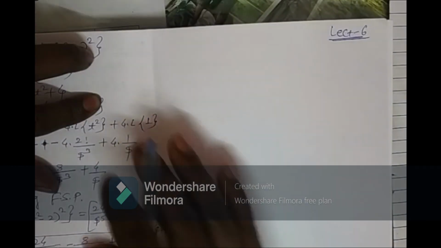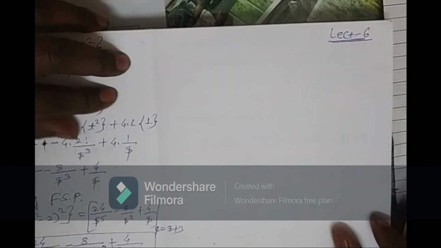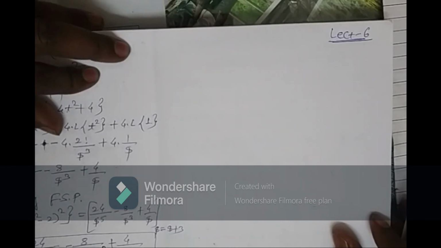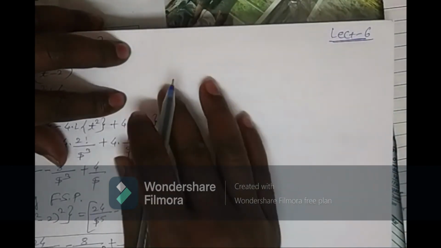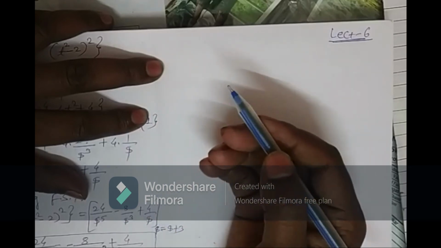Welcome to lecture number 6. So in lecture number 5 we started the first shifting property. Let us revise this first, and after that we will solve some more examples on that property.